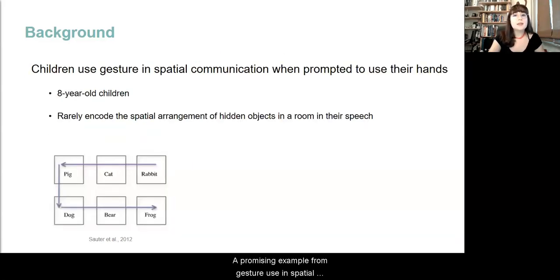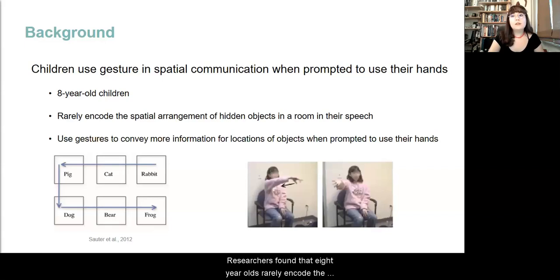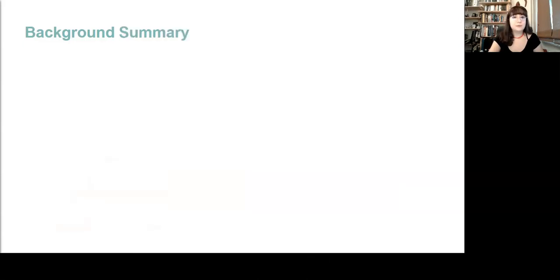A promising example from gesture use in spatial communication comes from a study investigating descriptions of spatial layout of hidden items in a room. Researchers found that 8-year-olds rarely encode the spatial relation of items in their speech, but they use gestures to give more information about the locations of items when prompted to use their hands.